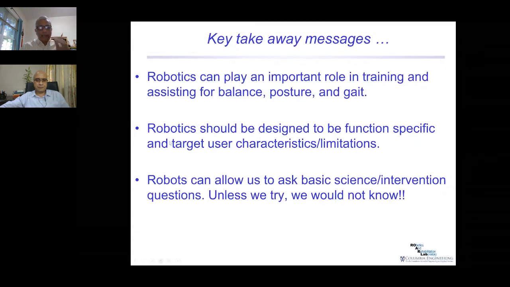Now, what is also very interesting here is that robotics should be designed to be function specific, right? Whether you're looking at the arm control or the trunk control or the leg control, you have to keep those functional movements in mind, and that will allow you to design something that would be more effective for those kinds of individuals. And also the robots can allow us to ask some very basic science and intervention questions, and unless you try new things, you would not know what is the impact of those things on human life.